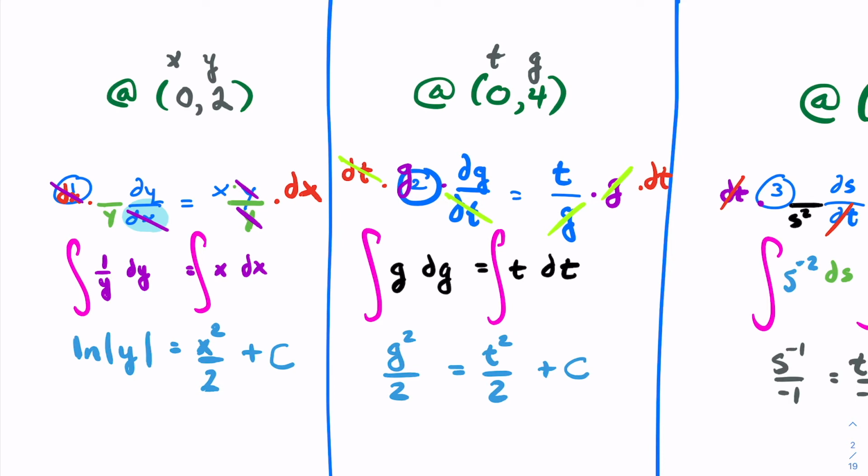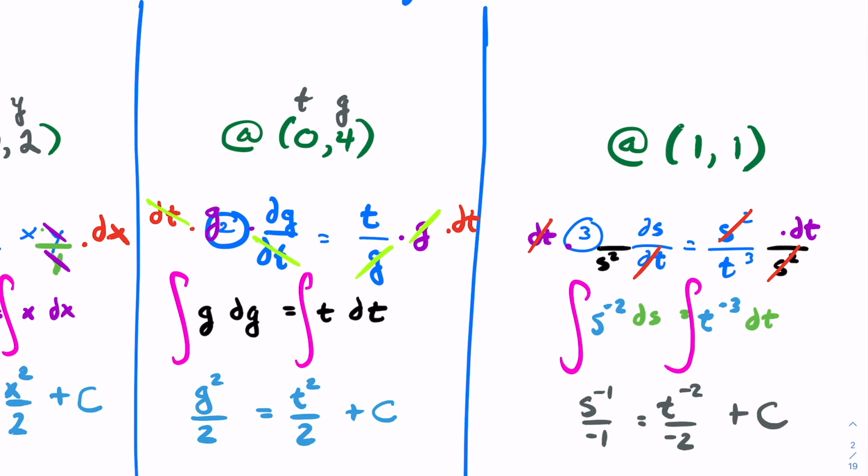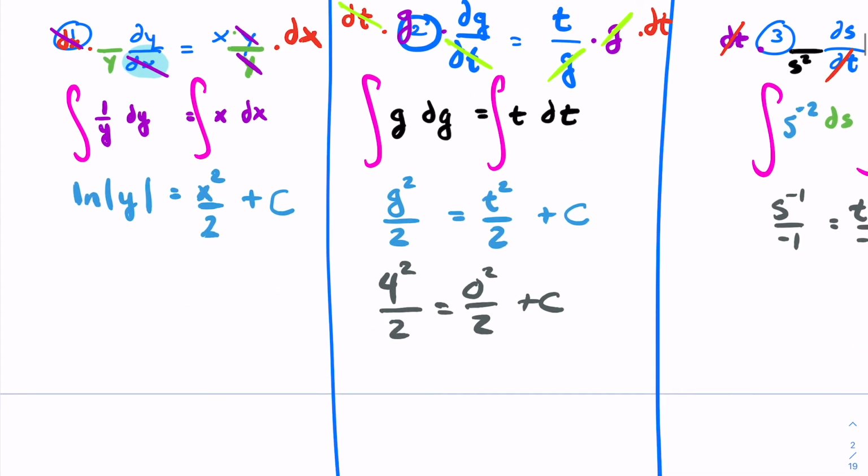Okay, since g is at the top, that's like your y coordinate. And over here, this is really just t and s. So you follow the same order. So when I plug in 0 for t and 4 for g, I end up getting 4 squared over 2 is equal to 0 squared over 2 plus c. When you plug in your condition, you're allowed to find c. This comes out to c equals, because 0 squared over 2 is just 0, 4 squared is 16, divided by 2 is 8. So we found out what c is.